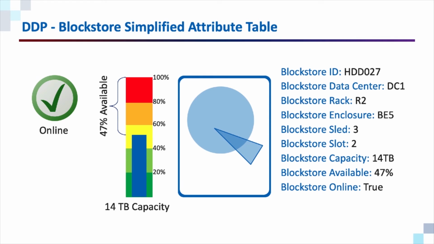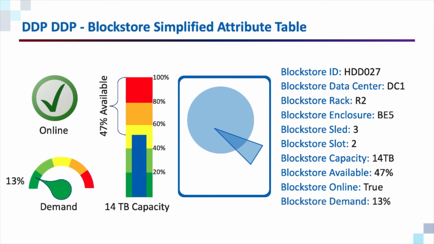We know if the block store is online. A block store can be offline for many reasons. It doesn't necessarily mean a failure, but to write to the block store, we need it to be online. And we know the demand on that block store. In this case, the block store has a demand of 13%. That means the block store is participating in I/O 13% of the time.